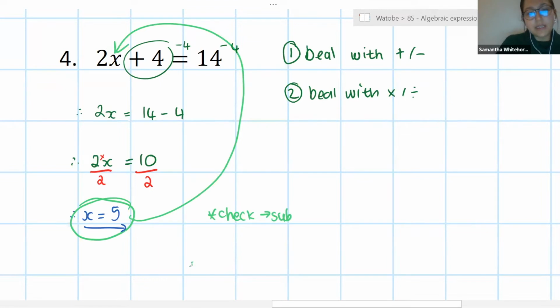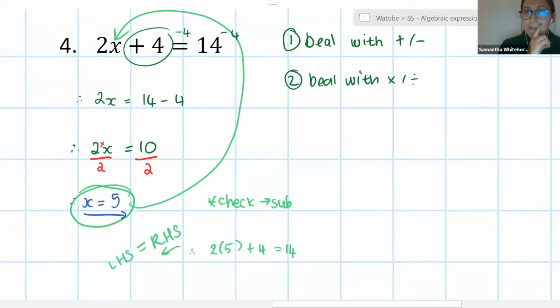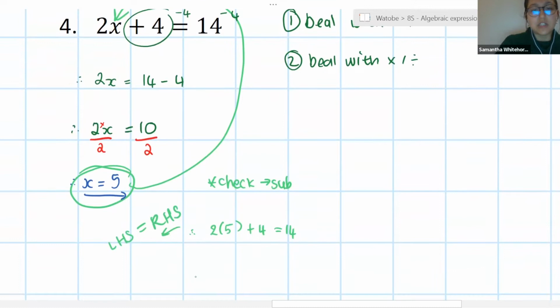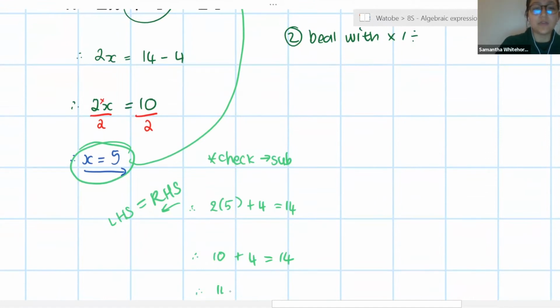So in this case, I would have 2 times 5 plus 4 equals 14. And what you're checking for is that the left-hand side of your equation is equal to the right-hand side of the equation. So if I quickly do the multiplication and addition, I've got 10 plus 4 should give me 14. And so I see that 14 is equal to 14.